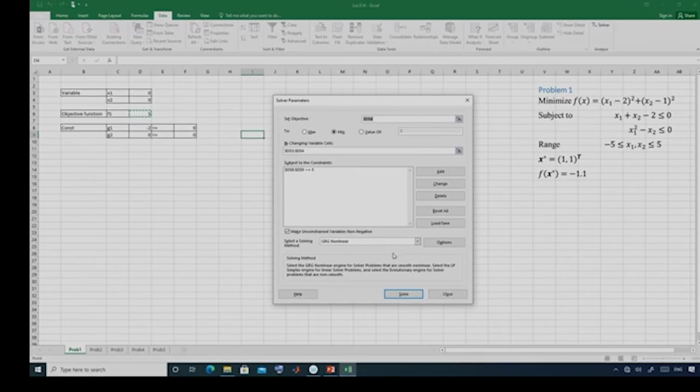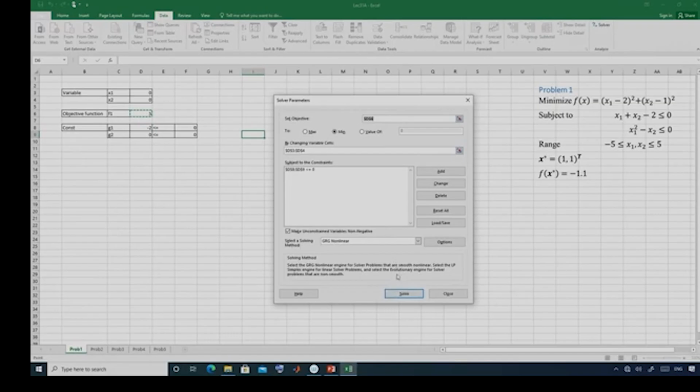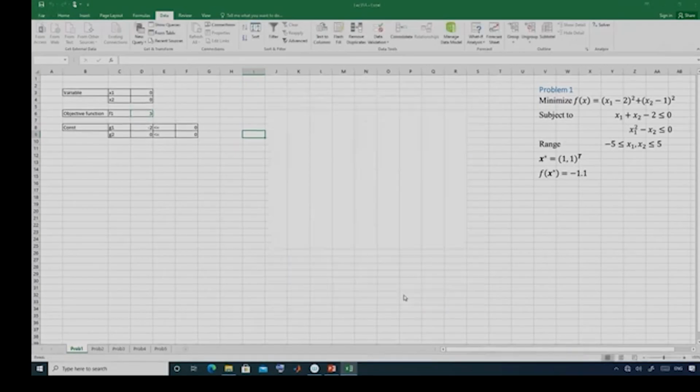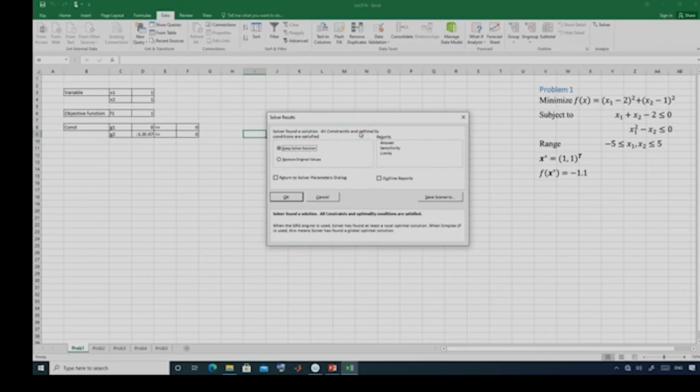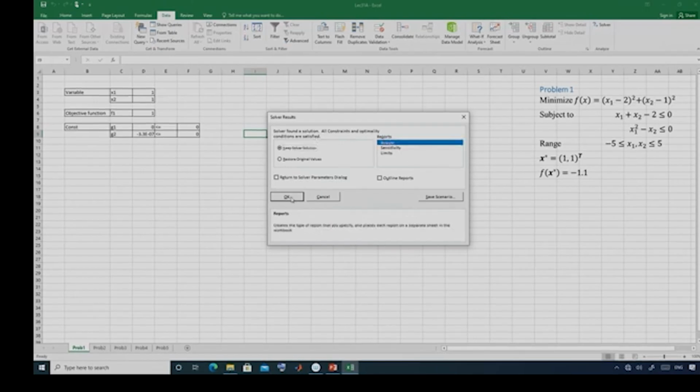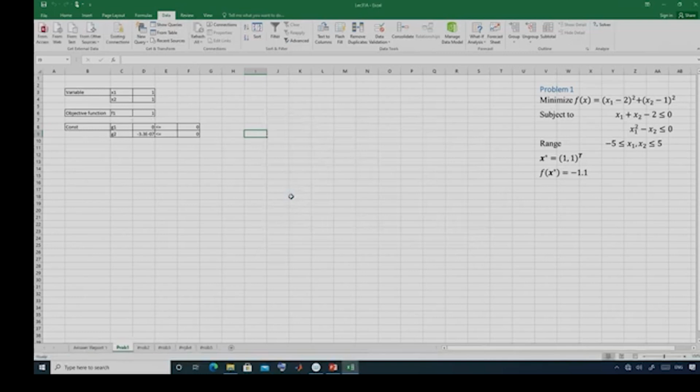Okay. So let me run, or I can execute, this particular solver using the Solve button. So let me solve this problem. Yeah. So, Solver Results: Solver found a solution. All constraints and optimality conditions are satisfied. Okay. So I can see the answer here. You go to Answer and just see the answer.